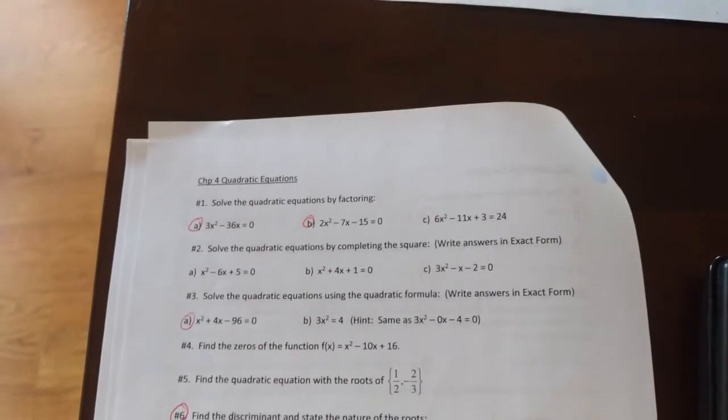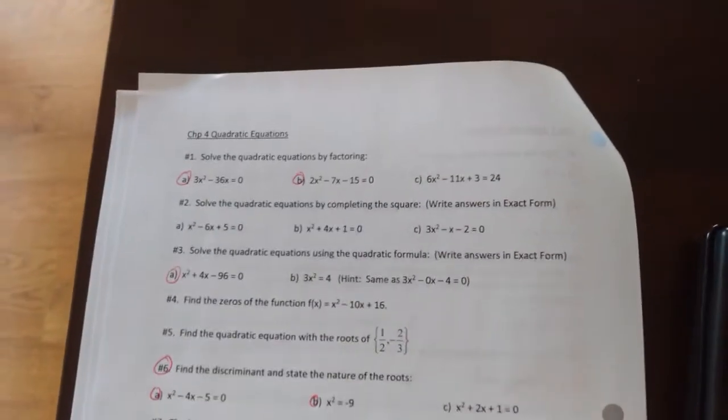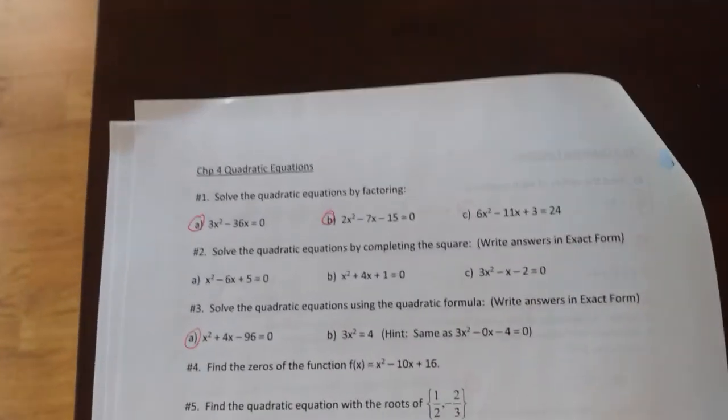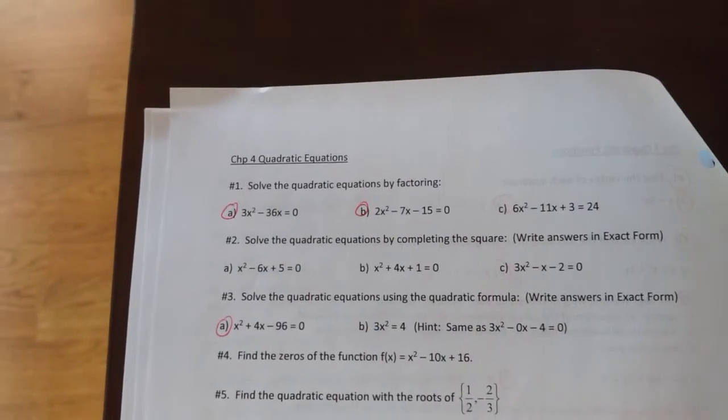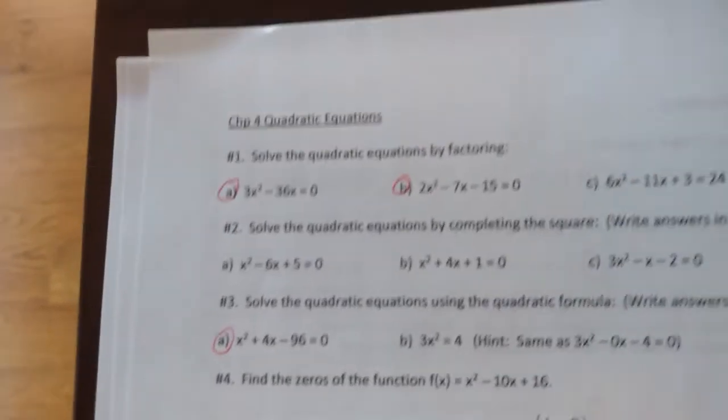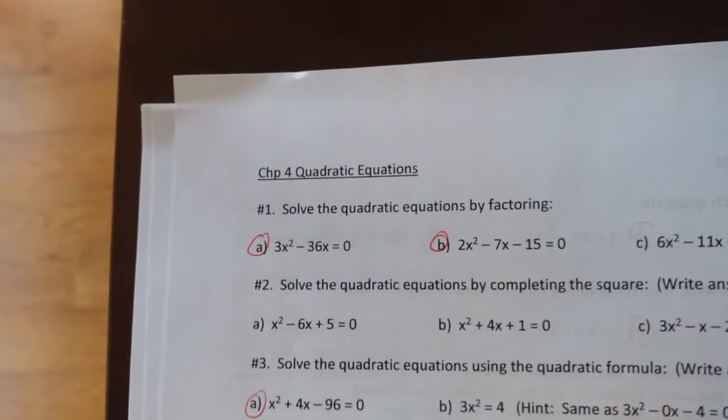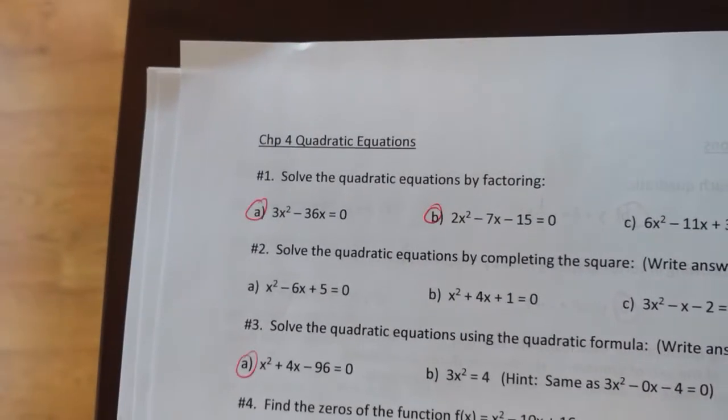Okay, so now we're going to switch over to chapter number 4. Remember, I'm combining these two chapters into one video. Question number 1, it says solve the quadratic equations by factoring. We've got to see how we can factor question 1a. Well, first step is always to see what kind of greatest common factor you can bring out.